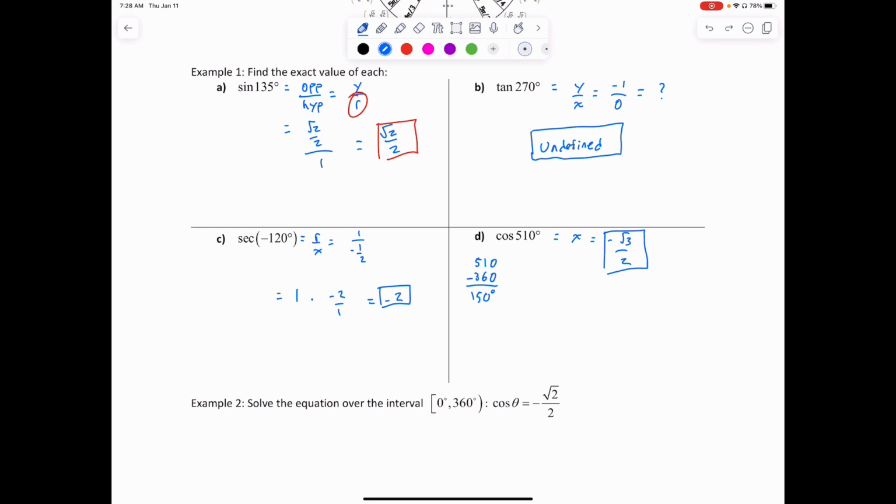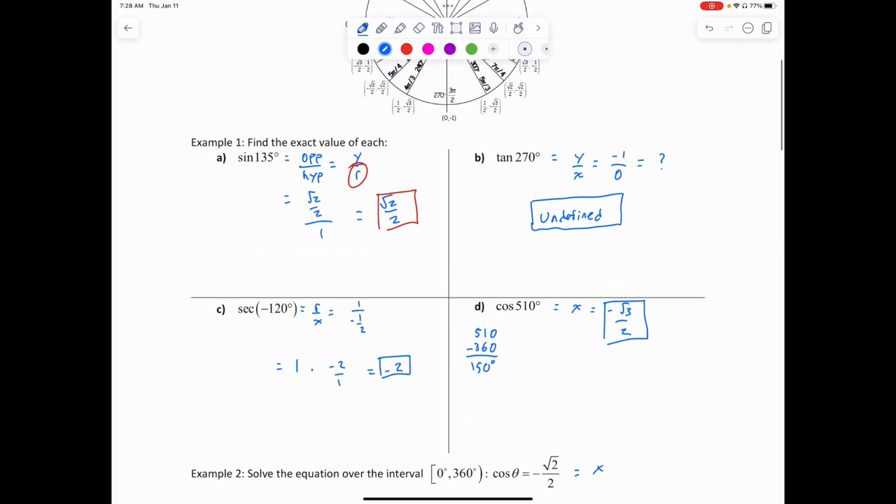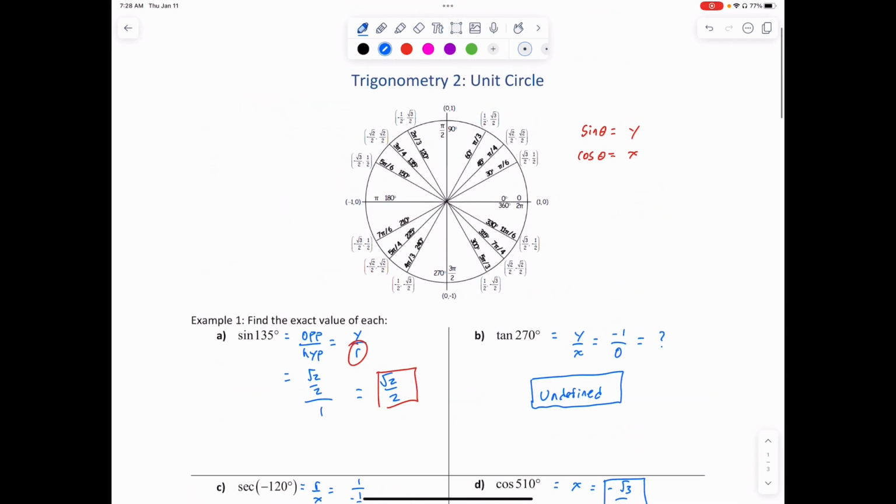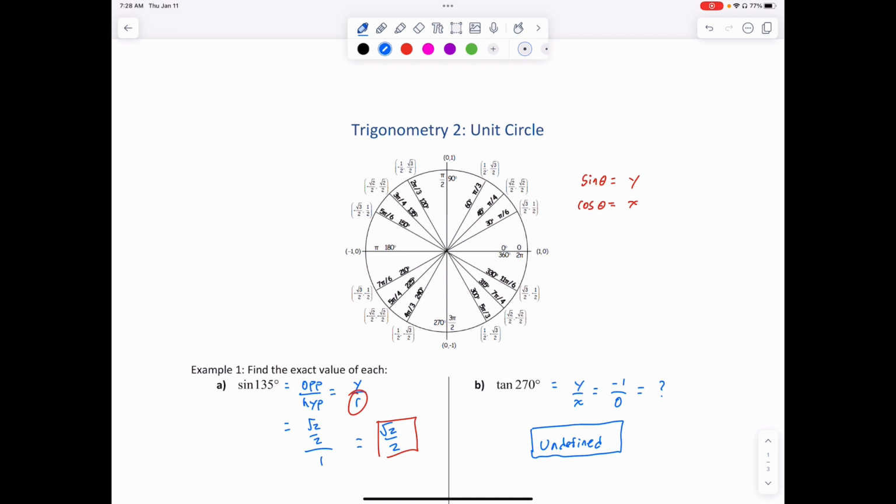So here I'm asking for the cosine of theta being negative radical 2 over 2. We know that the cosine of theta is negative radical 2 over 2 when the x value is negative radical 2 over 2. So we just have to go up here and ask, when is the x value negative radical 2 over 2? Well, it's going to be in the second and third quadrant because that's when the x value is negative, and I'm going to see that it's here and here. So I'm looking at 135 degrees and 225 degrees as our answer.